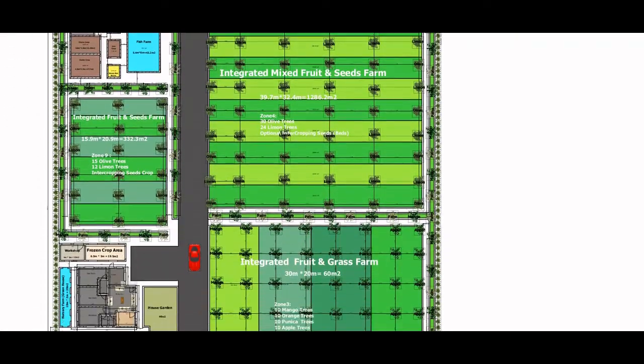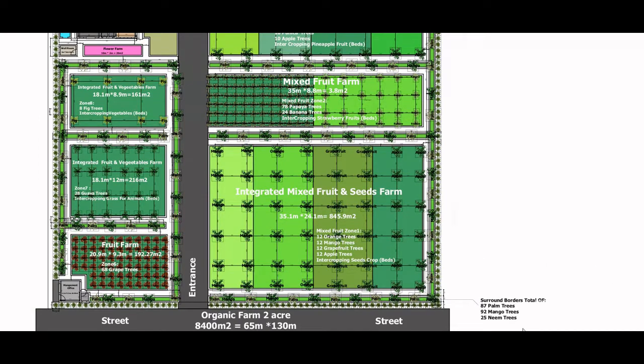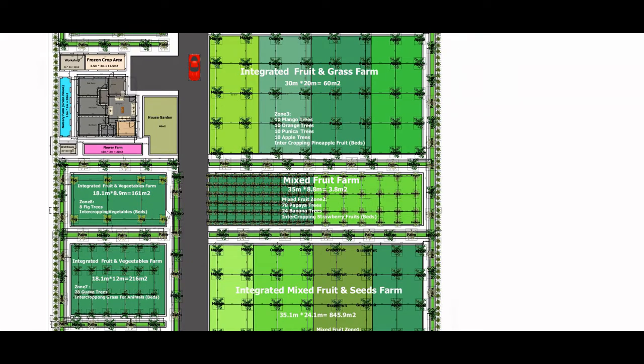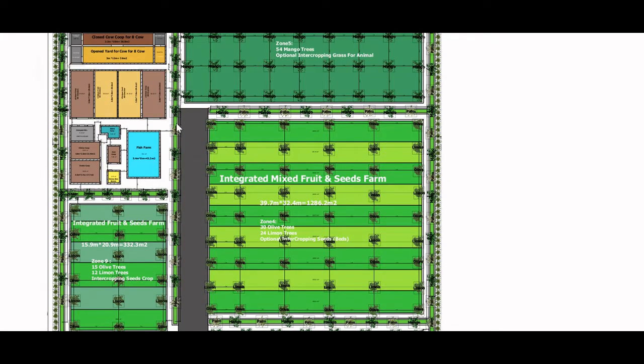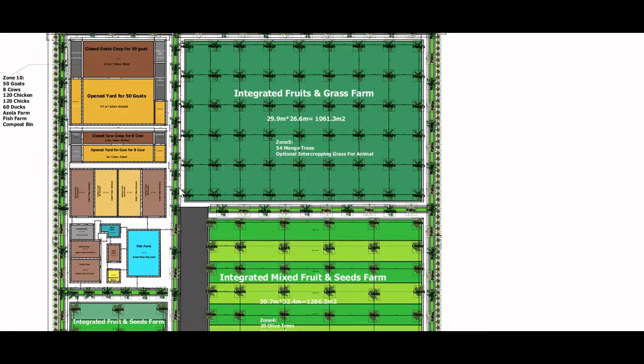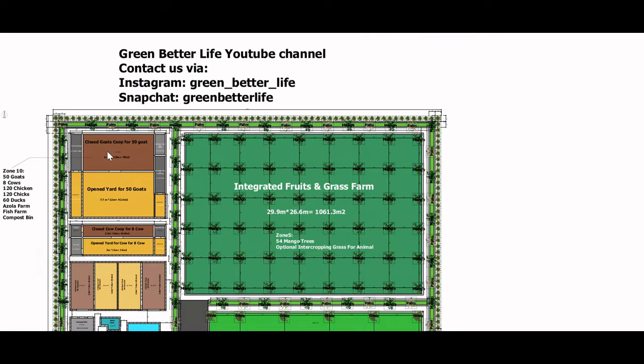As you see here, along the surrounding path, we cultivated 87 palm trees, 92 mango trees and 25 neem trees. You may be surprised why we put neem trees. We put neem trees around the animal area because neem makes high shadow, and also our goats cannot attack it. If we put goats near the fruit trees, the goats can climb and attack the trees. But with neem trees, you can use the shadow, and the animals cannot climb and attack it.